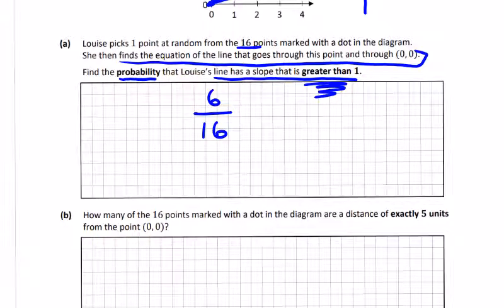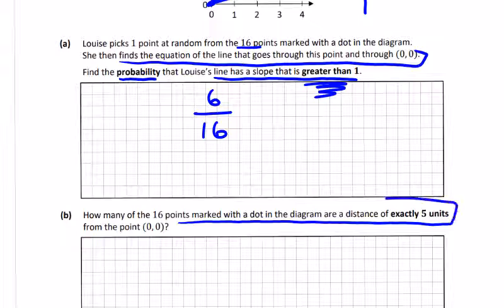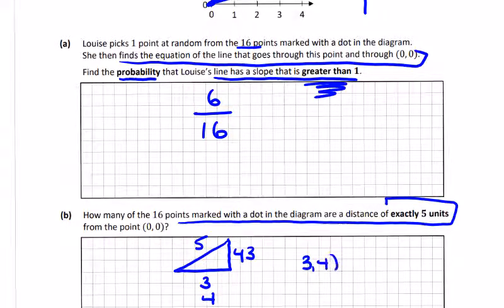In part B, we're asked how many of the 16 points marked with a dot are a distance of exactly 5 units. Now this is your knowledge of Pythagoras. Any triangle where the diagonal is going to be 5, which we'll see in a minute on the diagram, we're going to have a 3 and a 4, or a 4 and a 3. So the points required are (3, 4) and (4, 3). There's no real kind of guessing with this one. You either know this or you don't.